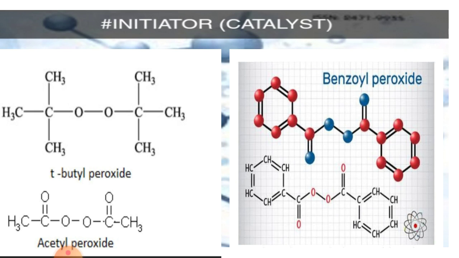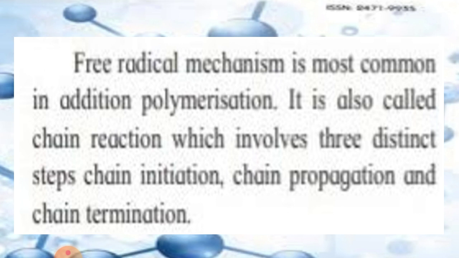Another one is acetyl peroxide: CH3, C double bond O, C double bond O, CH3. In your textbook, the reaction proceeds with acetyl peroxide. And the last catalyst is benzoyl peroxide. Your benzene ring is there, C double bond O, C double bond O, then benzene ring. These are the initiators which are used in the free radical polymerization process. Now let's see in detail what free radical polymerization is and how the mechanism goes.